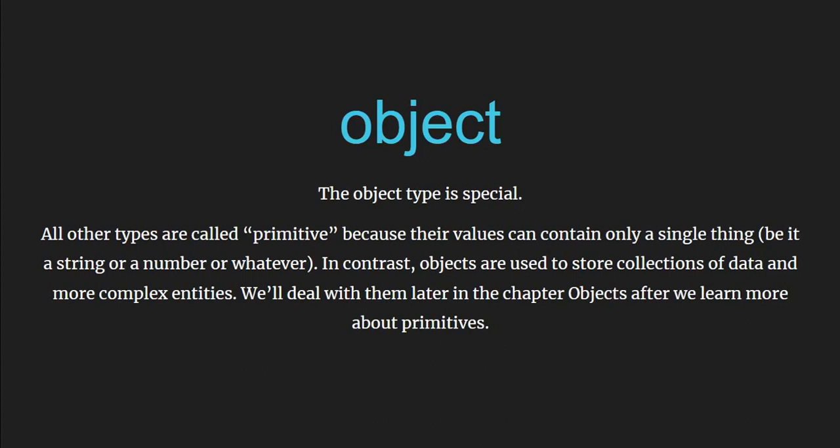But in contrast, objects are used to store collections of data and more complex entities. You can store a number here, you can store a string here, you can store boolean values here. You can store any type of data, and that is why this is called an object. Numbers, strings and those things are called primitive data types, and this is the object. We'll deal with them later in this chapter.